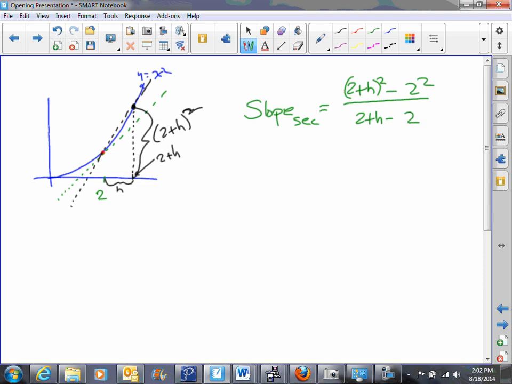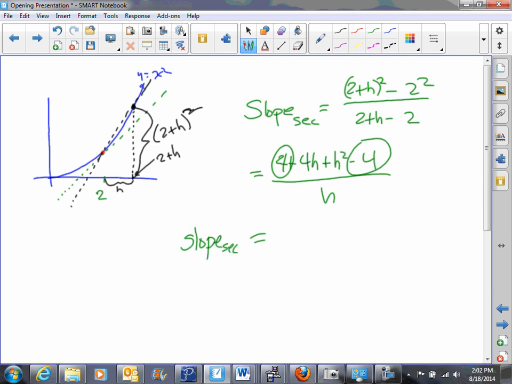Now, if we do some math with this, we would get 4 plus 4h plus h squared minus 4 over h. And notice we have 4 minus 4 here. That goes away. So we get an expression for the slope of the secant line to be equal to 4h plus h squared all over h.